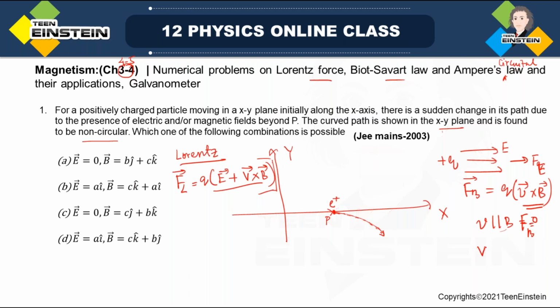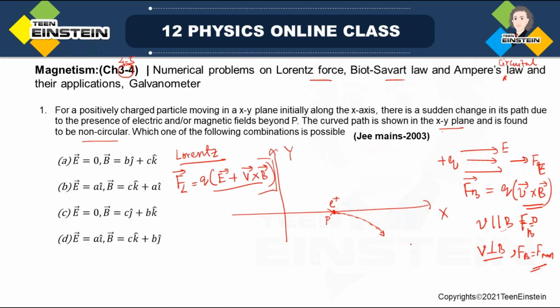Now if V, the velocity of the charged particle, is perpendicular to the direction of the magnetic field, then this force will be the maximum force. Okay, that is the magnitude, but what is the direction? The direction in this case you have to find out, as I said, from the right hand screw rule or right hand thumb rule.